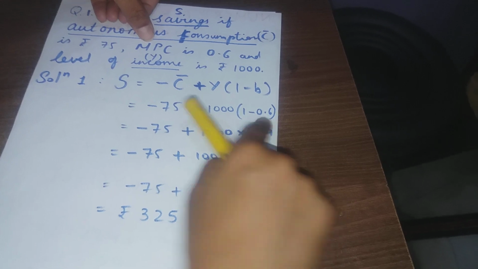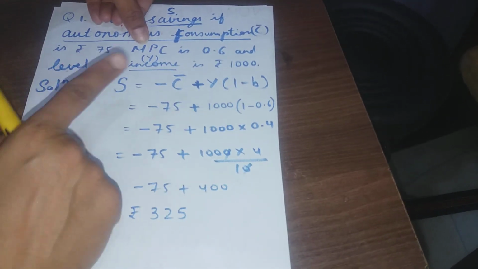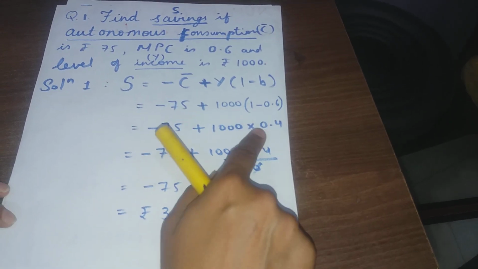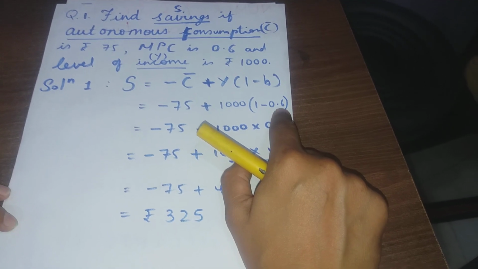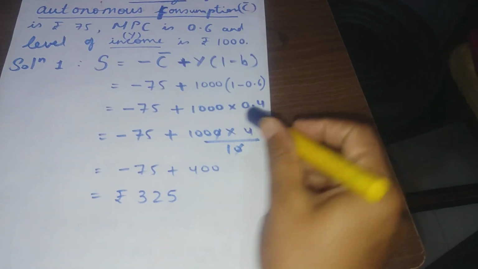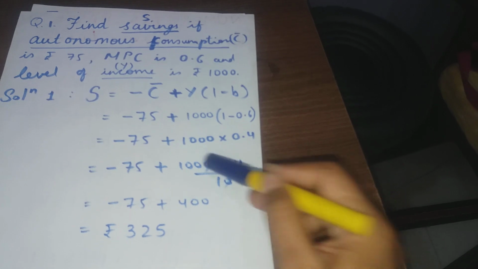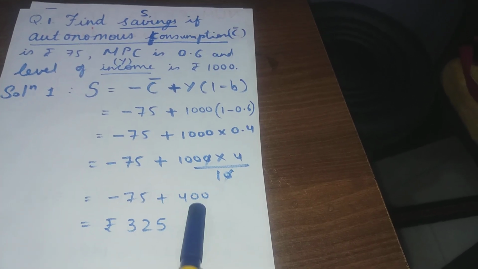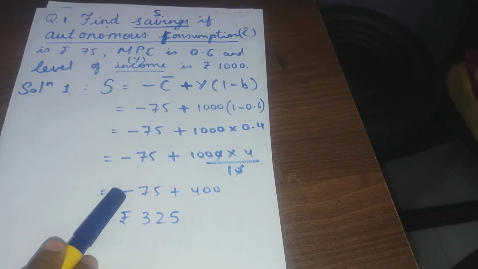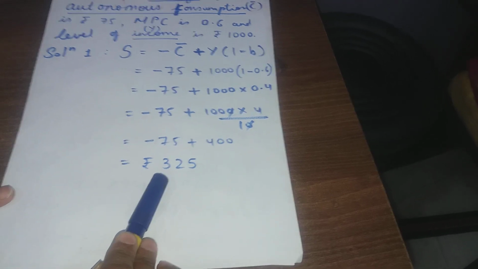They have given MPC. Had they given MPS, we would have directly multiplied by Y. But they have given MPC, so after subtracting from 1 only can we multiply by Y. So 1 minus MPC will give us 0.4. On multiplying, you remove this decimal point and put a 10 in the denominator. These two will cancel each other and you will get 400 here. On adding to minus 75, actually it contains a negative sign, so definitely we will be subtracting. So the answer will be rupees 325.